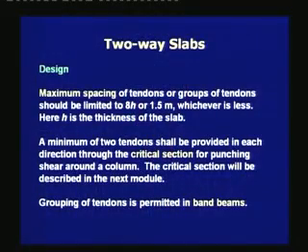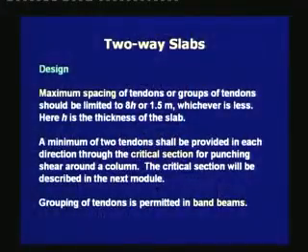A minimum of 2 tendons shall be provided in each direction through the critical section for punching shear around a column. The critical section shall be described in the next module. We had seen that around the column, that area is subjected to higher reinforcement, and it is recommended that at least two groups of tendons should pass through the critical section around the slab to column junction. Now, the definition of critical section will be covered in the next continuing module.